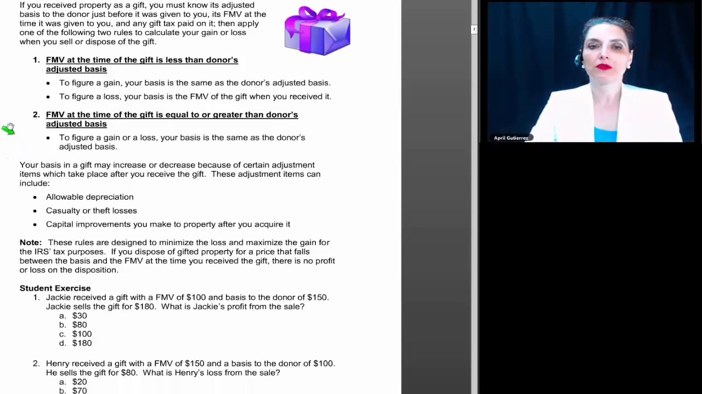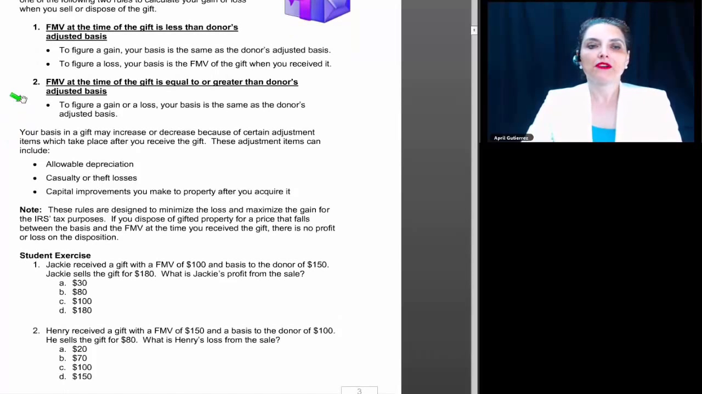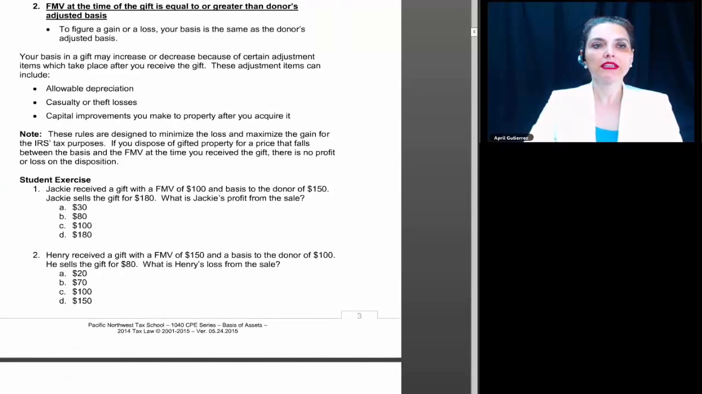Now let's look at the rules when the fair market value at the time of the gift is equal to or greater than the donor's adjusted basis. This one's a little bit simpler. To figure gain or loss, then the basis will always be the same as the donor's adjusted basis. So your basis in a gift may increase or decrease because of certain adjustment items which take place after you receive the gift. And these adjustment items can include allowable depreciation, casualty or theft losses, as well as capital improvements that you make to the property after you acquire it.